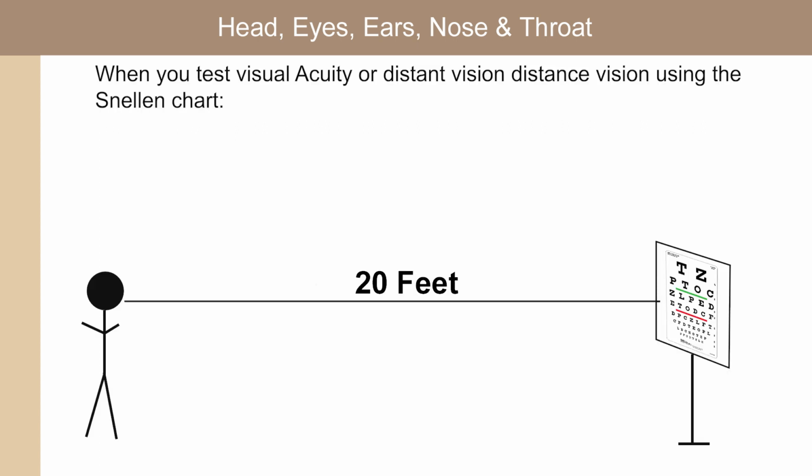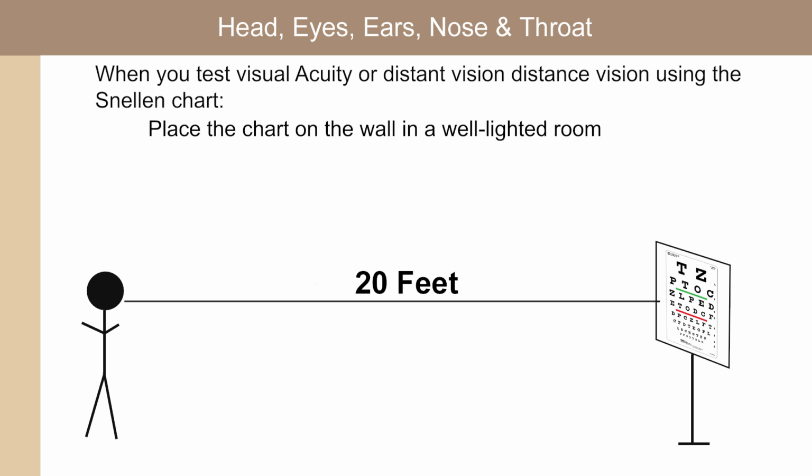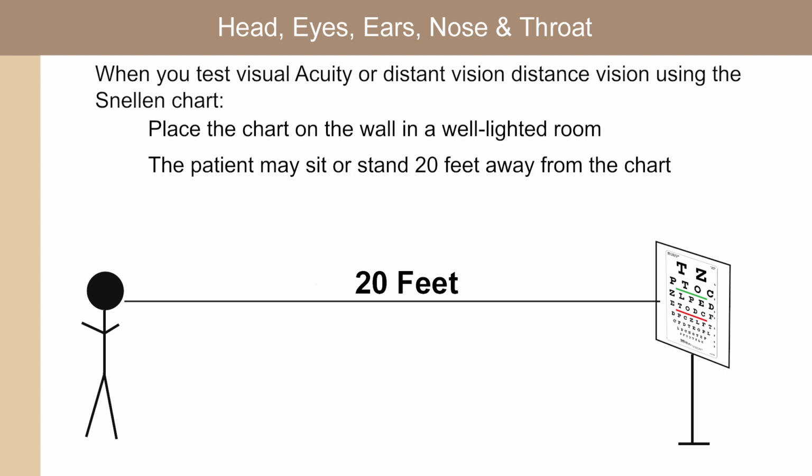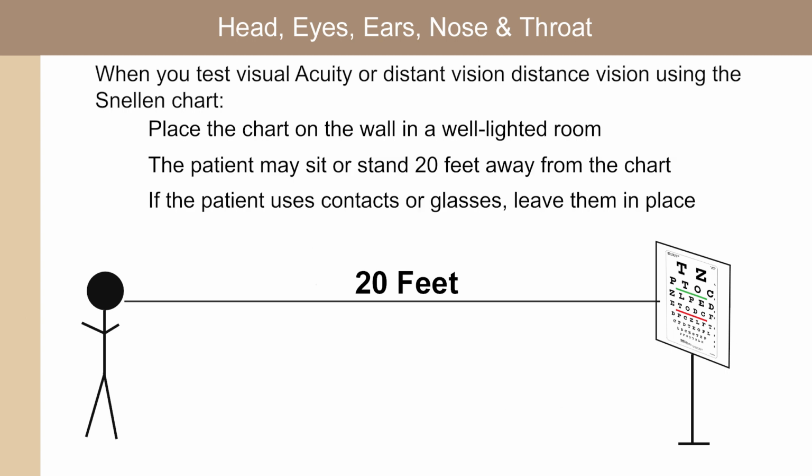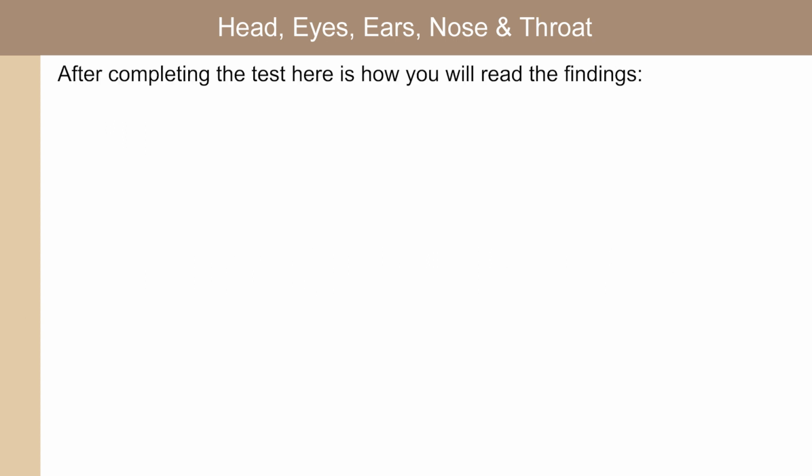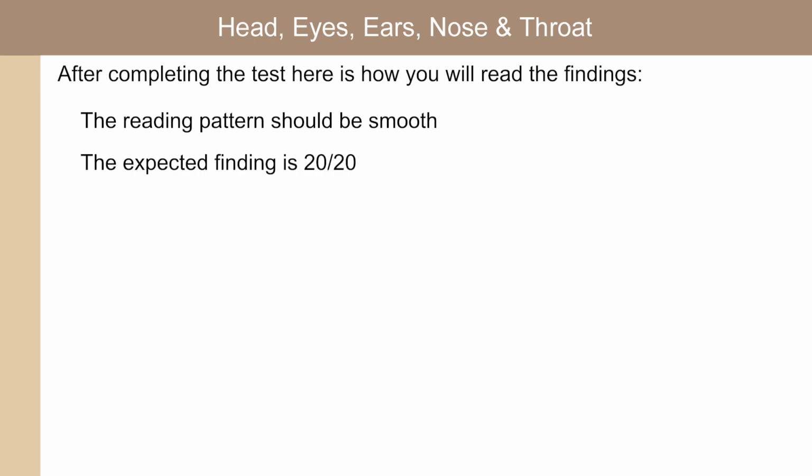When you test visual acuity or distance vision using the Snellen chart, place chart on the wall in a well-lighted room. The patient may sit or stand 20 feet from the chart. If the patient uses contact lenses or glasses, he or she should leave them in place. After completing the test, here is how you will read the findings. The reading pattern should be smooth. The expected finding is 20/20.